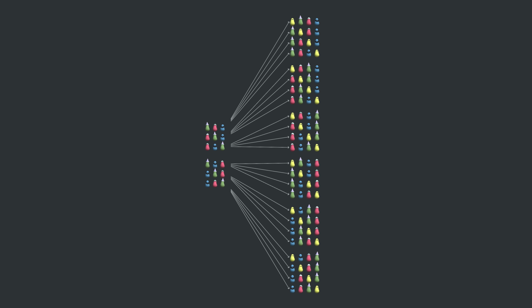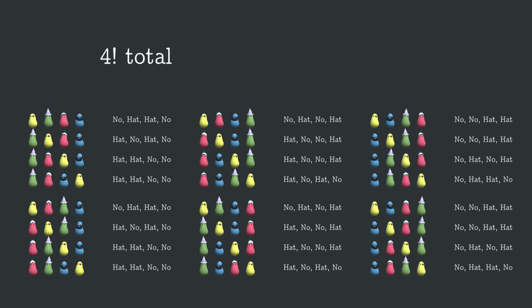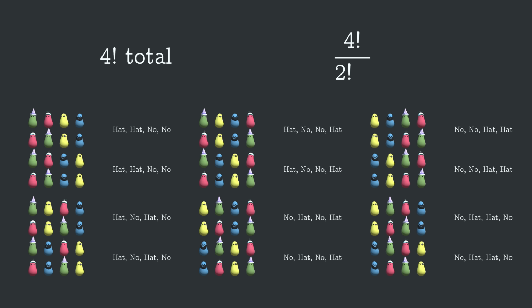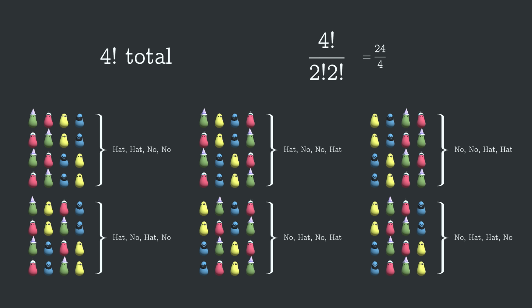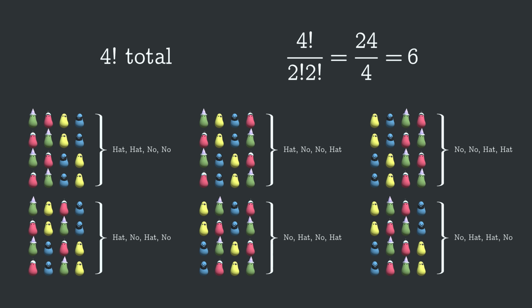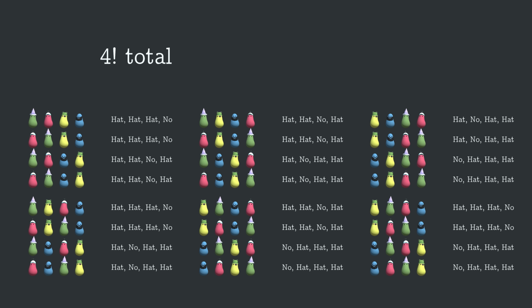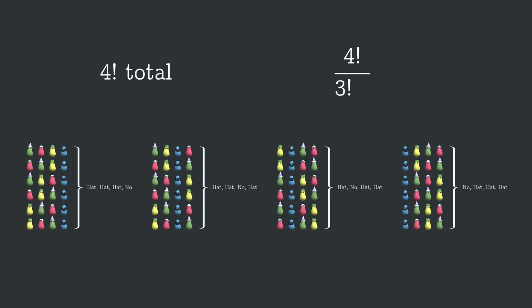This example has pretty small numbers, so the pattern might not be super clear yet, so let's run through some examples with four blobs. We have four factorial total ways to arrange the blobs, but if we're just worried about the hats, we'll again divide by the two factorial ways to order the hats, but we'll also divide by the two factorial ways to order the non-hats. And this gets us to six orderings of hats and non-hats. Okay, let's do one more example, this time with three of the four blobs wearing hats. We still have four factorial ways to arrange the blobs, and focusing on the hat or not hat orderings, we can divide by the three factorial ways to arrange the hats, which gets us to four.